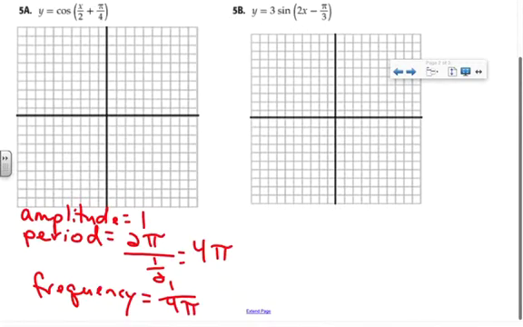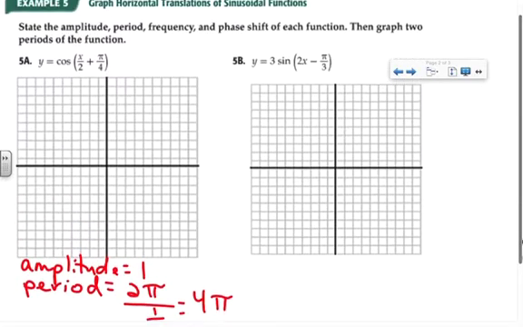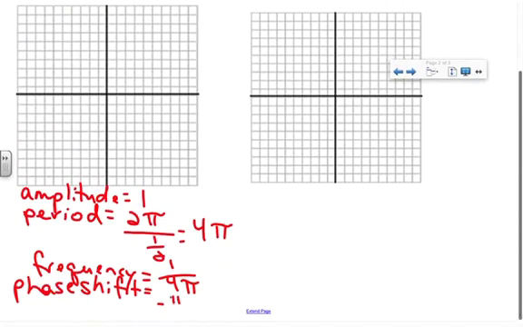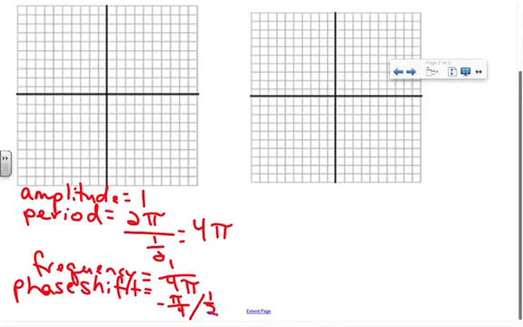And in order to find our phase shift, that is the negative of the c value, which was pi over 4, divided by the absolute value of our b, which remember was 1/2. So that means that our phase shift is negative pi over 2.